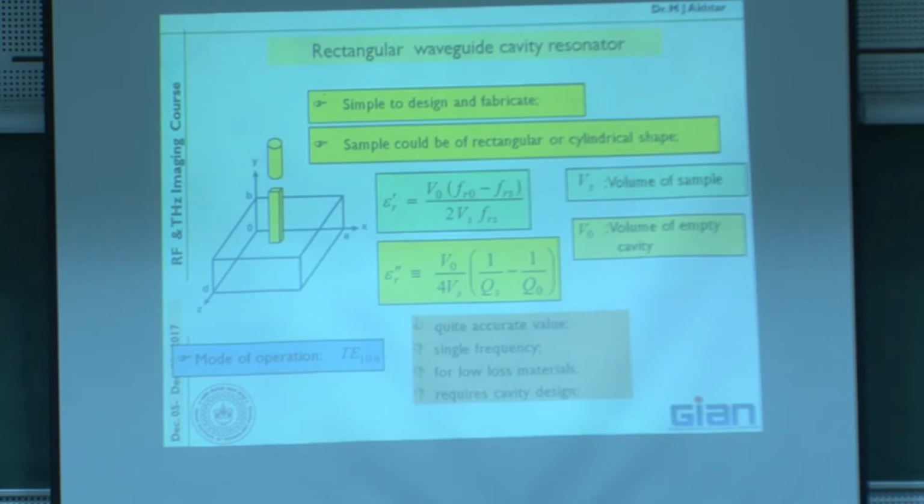This is the conventional way people have been using. So you just design a cavity, let's say at X band, 10 gigahertz. You have a cavity at 10 gigahertz, with two rectangular waveguide adapters. In between, you have an iris to couple from the waveguide to the cavity, and then you measure this and you obtain this property.